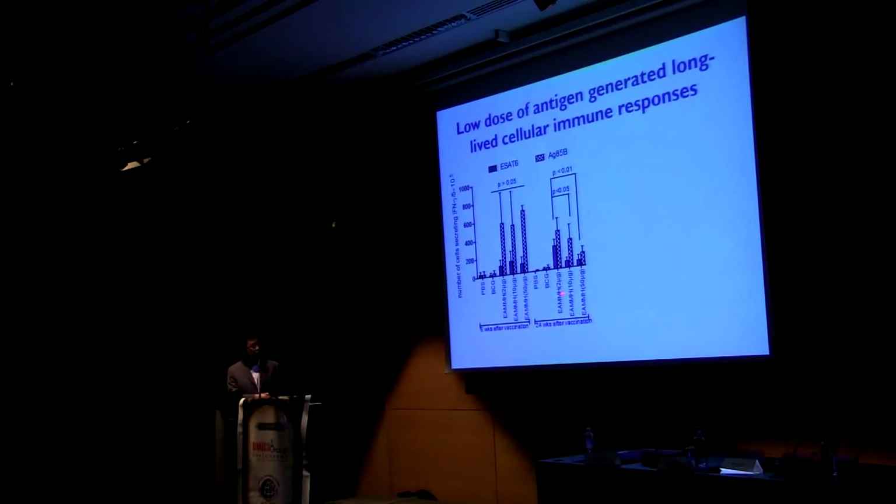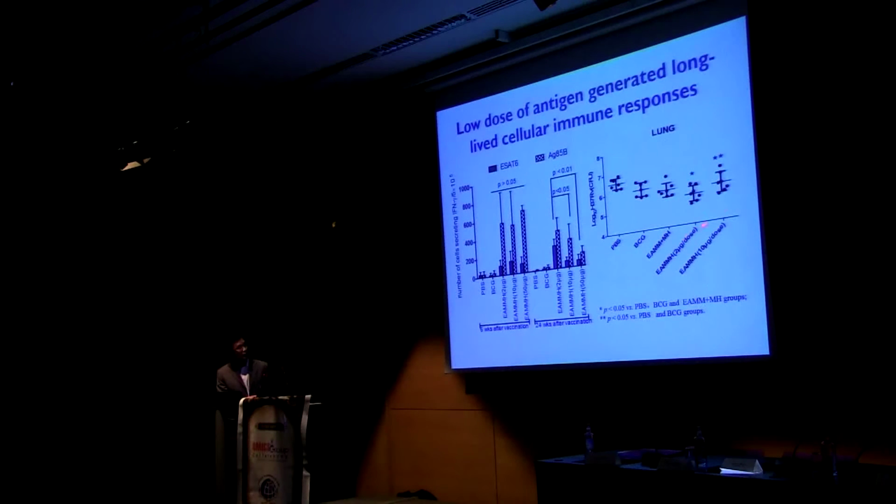However, 24 weeks after vaccination, we found the 2 microgram can induce higher immune responses than the 10 and 50 micrograms. More important, after H37Rv challenge, the 2 microgram can induce higher protective effects than the high dose of vaccine. So we find the low dose of antigen can generate long-term immune responses.